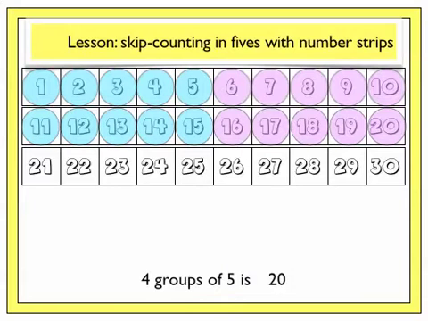If I had 5 more counters to place onto my number strip, where do you think the 5th counter will land? If you guessed 25, you got it. What about another 5? Yep, 30.